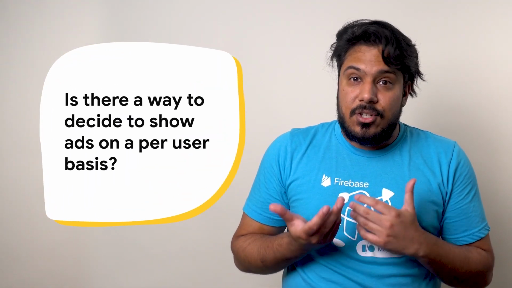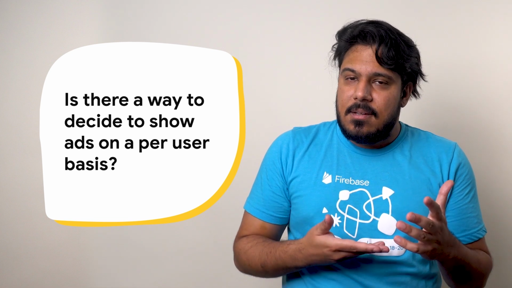Before getting into more details on this approach, though, you might be asking yourself, what if some users like ads and some users don't? Isn't there a way to decide to show ads on a per-user basis? And the answer is that there is. Using the new Firebase Remote Config personalization feature launched into alpha at the last Google I/O.